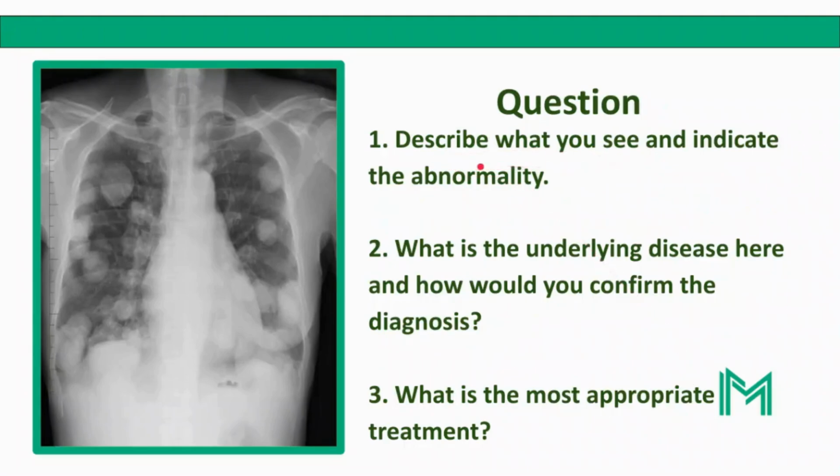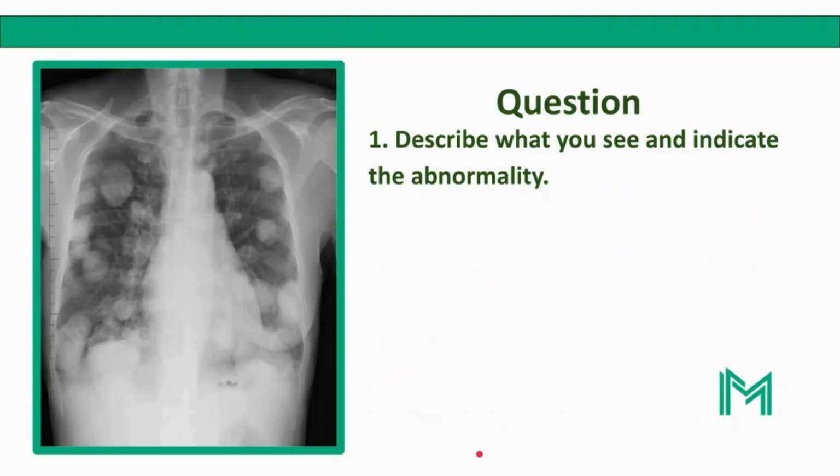We are asked to describe what we see and indicate the abnormality. We are also asked what the underlying disease is and how we would confirm the diagnosis. The final question asks us to state what the most appropriate treatment is. So let's get into the first question, where we are asked to describe what we see and indicate the abnormality.